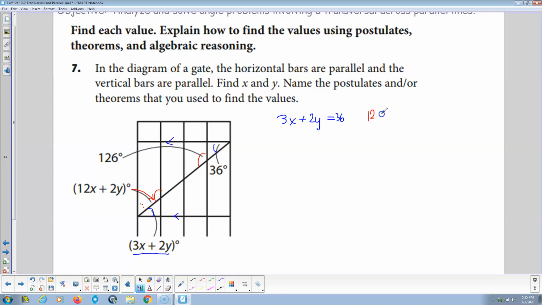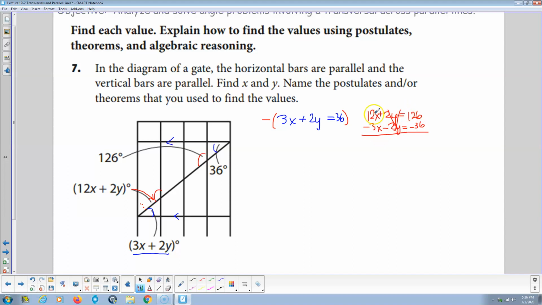So 12x plus 2y equals 126. So notice I have two different equations in the same two variables. So what I'm going to do is use the addition method. So these guys are the same value. I'm just going to multiply this guy by negative 1. So that's going to make negative 3x, negative 2y, equals negative 36.